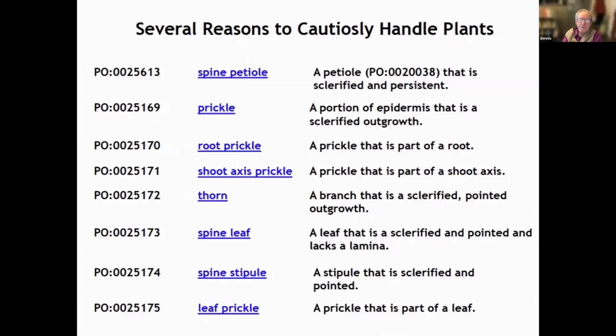Now, I want to bring this up because this is part of the plant ontology and use it as an example. These are the reasons why you want to cautiously handle your plant. And in the ontology, there was a word called spine, and a word called thorn, and a word called prickle. Well, they're not all the same. As you can see here, we have definitions for each of these. So what we did is we said, it'd be more precise and more interesting to people doing plant development and writing descriptions to actually use what these structures were derived from.